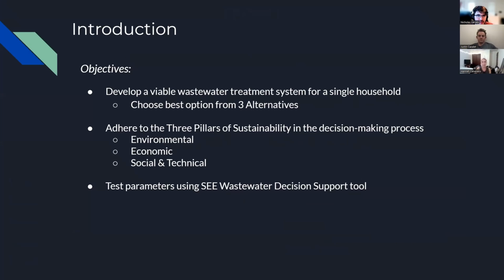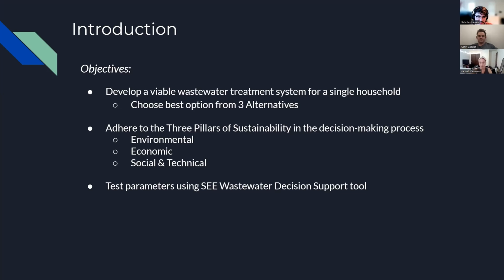So first, we are going to be going over the introduction. The objective of this is to develop the best wastewater treatment system for a single household. We are going to be choosing the best option from three alternatives, and we also have to adhere to the three pillars of sustainability in the decision-making process. That includes environmental, economic, and social and technical.